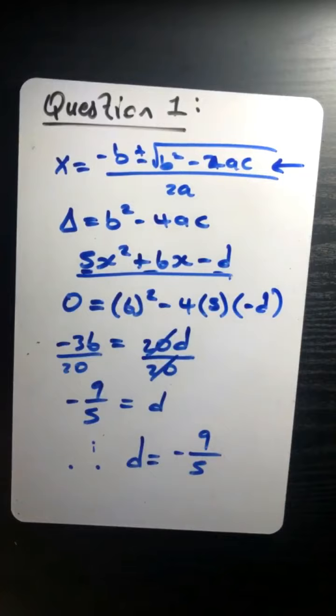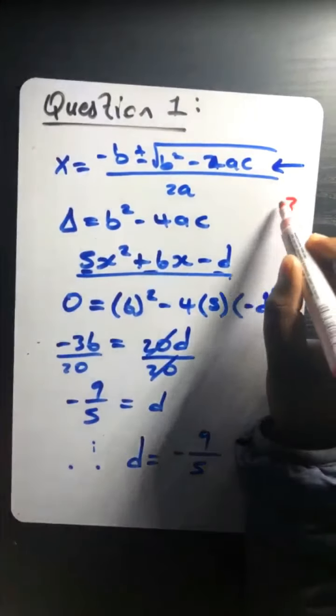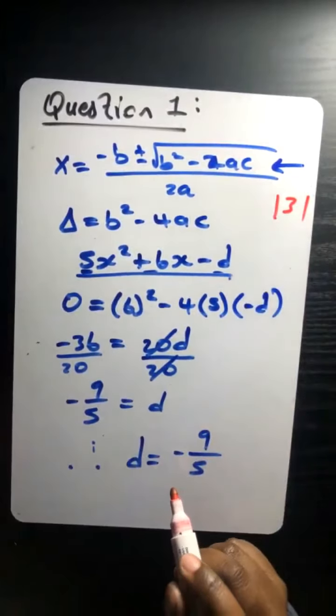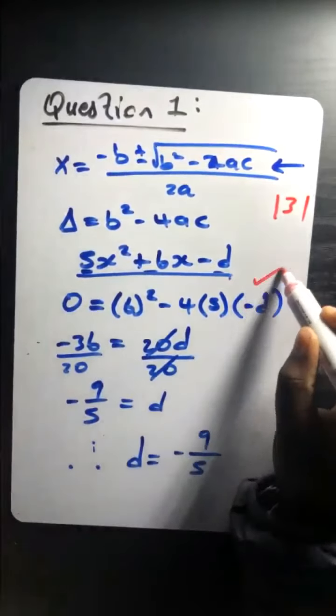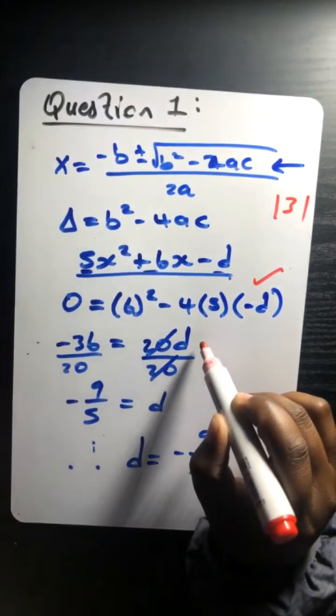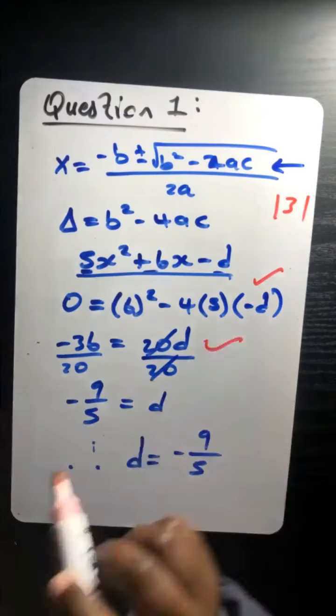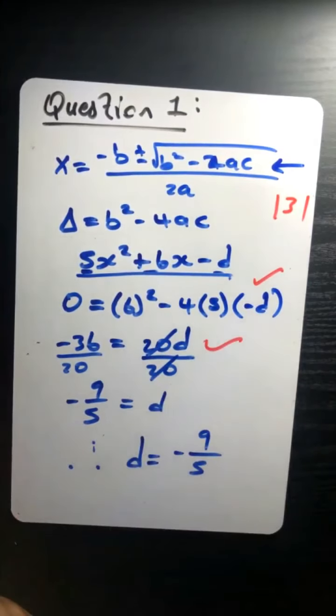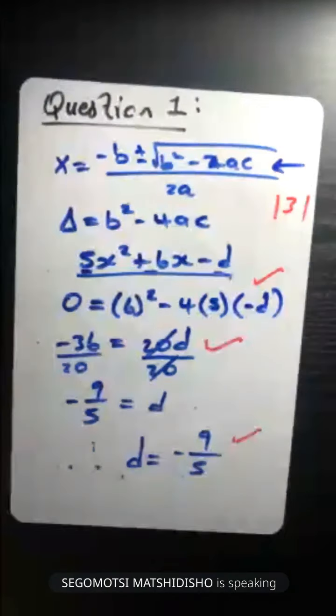And this question was allocated, what was it? I think it was allocated 3 marks. For you to substitute correctly, I'm going to give you a mark. For you to simplify that, I'm also going to give you a mark. And obviously, your final answer is also allocated a mark. Even though I was very fast, did you all understand all that I've explained? Yes, sir. Yes, sir.